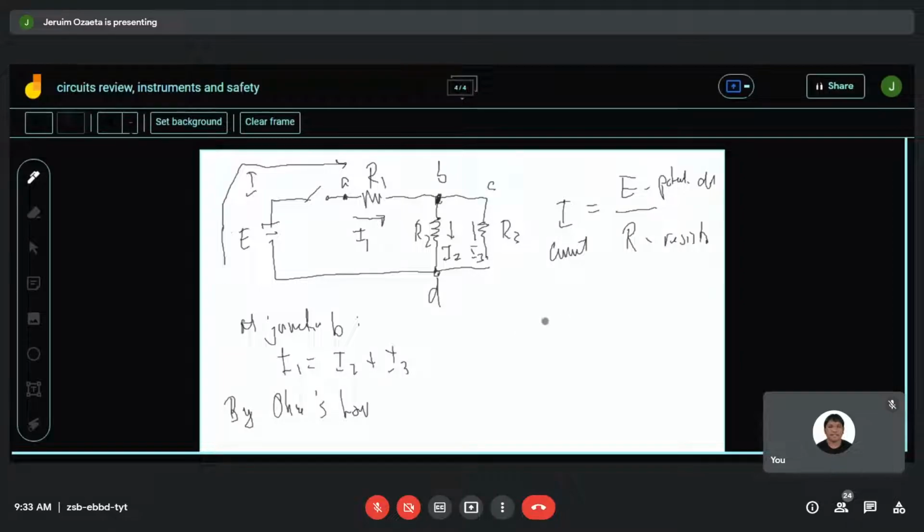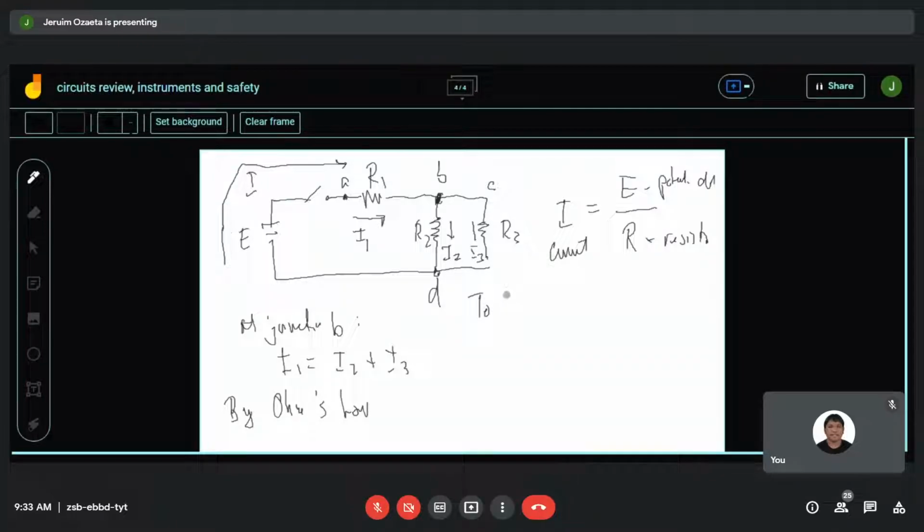Now, if we solve the resistance here, notice that the resistance is composed of R sub 1 in series with two resistors in parallel. Okay, two parallel resistors. Now, what if you want to solve what is the current for each? Okay.